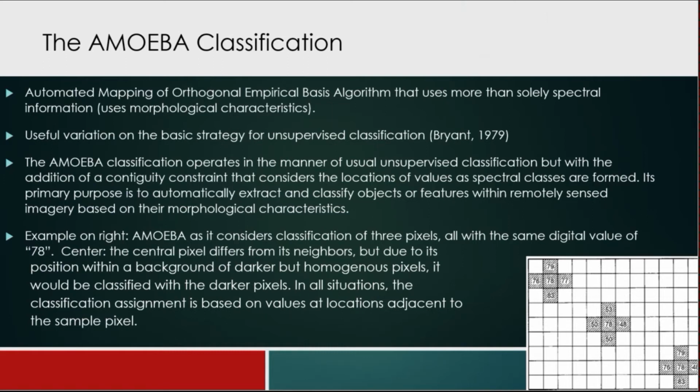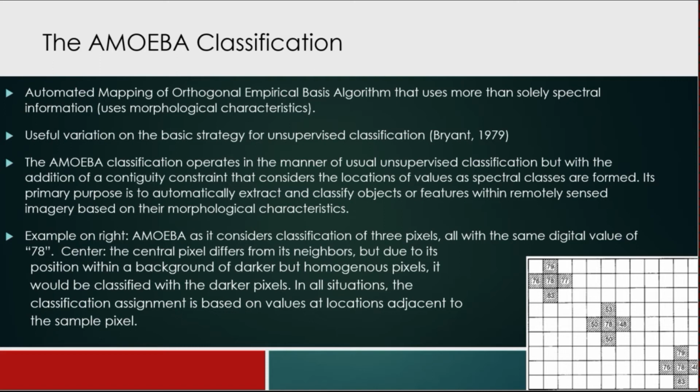Okay, the amoeba classification. This is an automated mapping of orthogonal empirical basis algorithm that uses more than solely spectral information. In the previous examples, we were looking at spectral information, these pixel values, right? But this classification operator, commonly used in remote sensing for image analysis and classification tasks, goes beyond just the spectral information. It actually uses morphological characteristics.